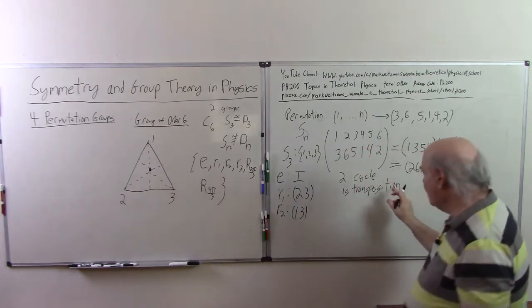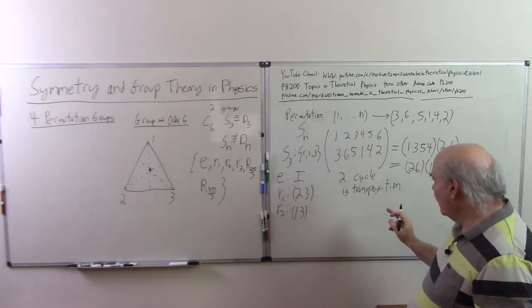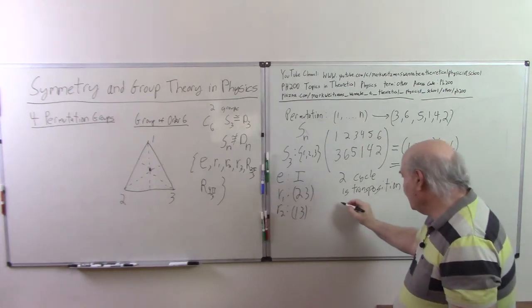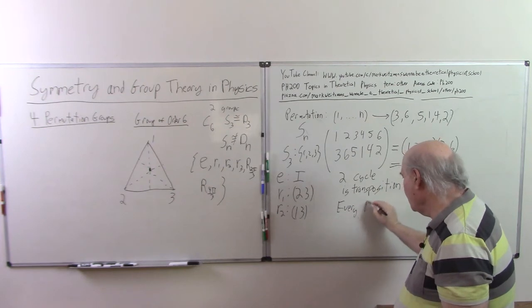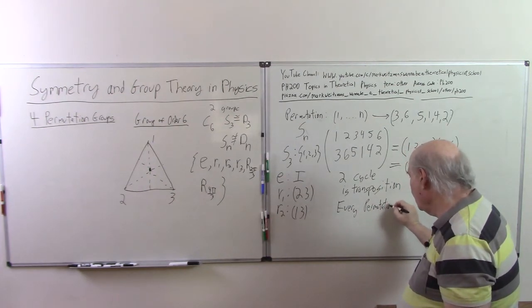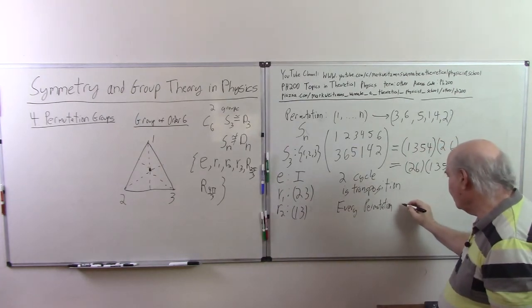I want to give you one more piece of terminology. Another thing you can prove fairly easily is that every permutation can be written as a product of transpositions.